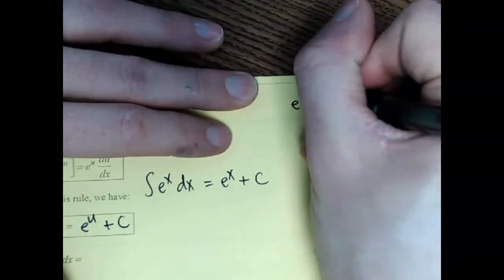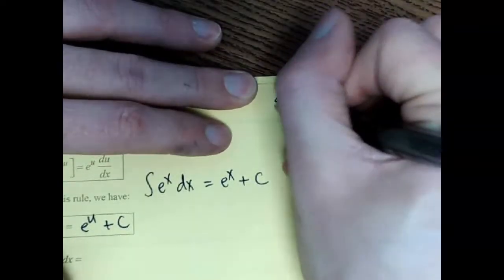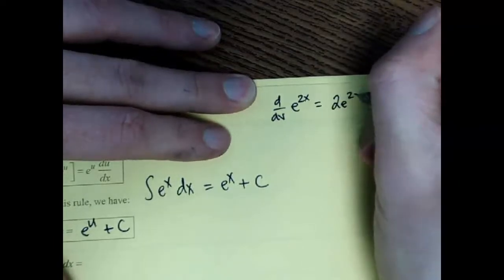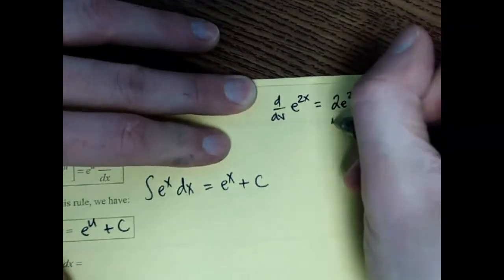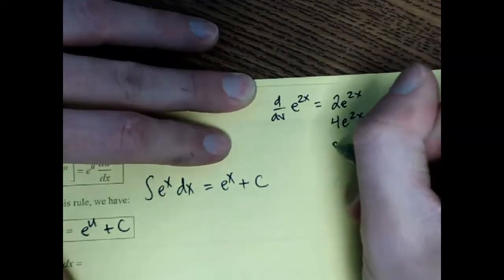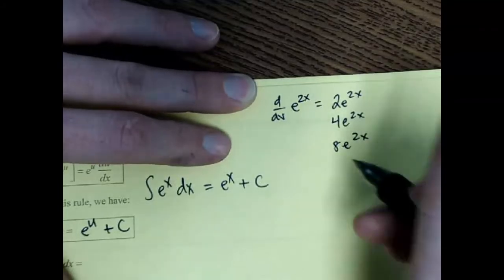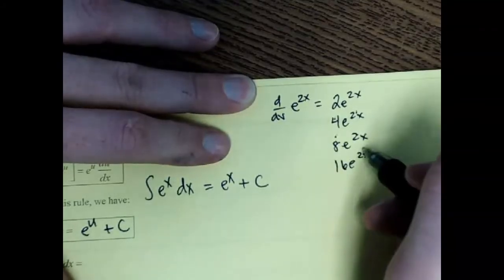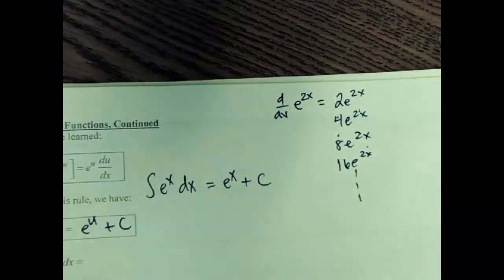If I have something like e to the 2x, if I was taking derivatives of this, the first derivative would be 2 e to the 2x. The second derivative would be 4 e to the 2x. Then it would be 8 e to the 2x. Every time I take a derivative, you would just keep having another 2 that would kick out to the front because of the chain rule.